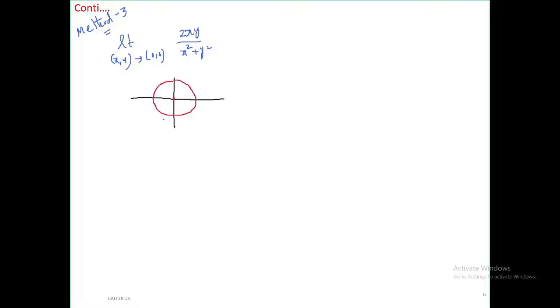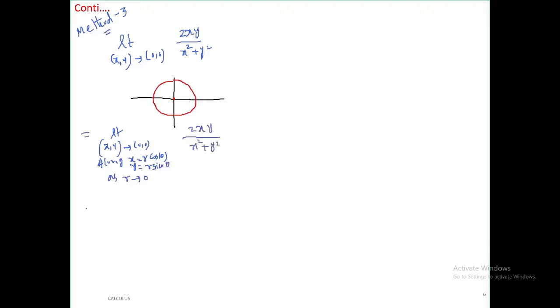Now I am taking the parametric equations, writing like this. So limit (x, y) is reaching to origin along x is equal to r cos theta, y is equal to r sin theta, as r tends to 0. Okay. Now this is 2xy upon x square plus y square.